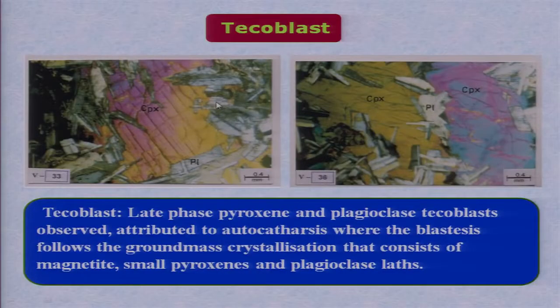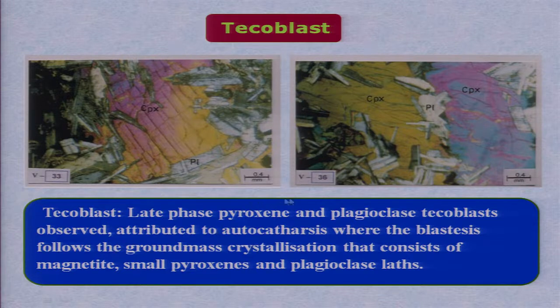Now, another variety which I have already introduced earlier is the tachoblast. Tachoblast is much bigger than the phenocryst. When the phenocrysts grow much bigger in size, so that they can be visible by unaided eyes in very fine grained rocks like basalt, we call it tachoblast. Late phase pyroxene and plagioclase tachoblast. These are all pyroxene tachoblasts. See here, they represent second order, high order polarization colors. This tachoblast is also showing twinning here in this slide.